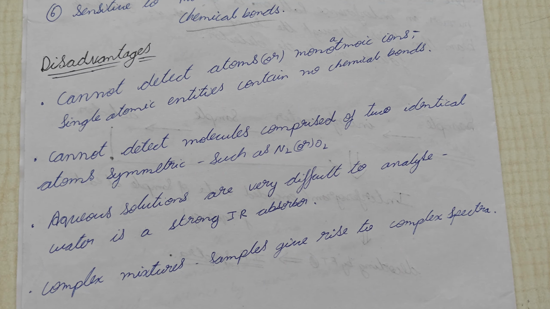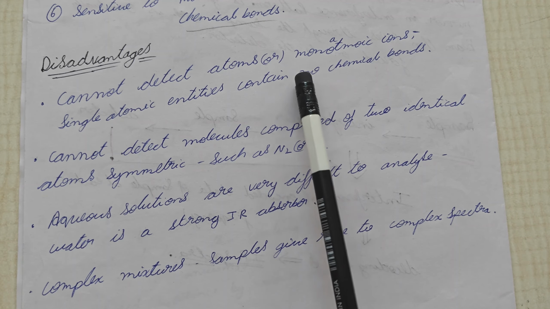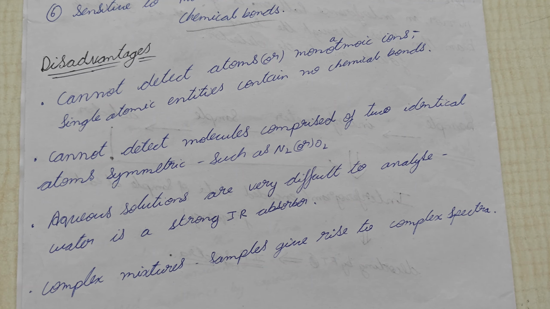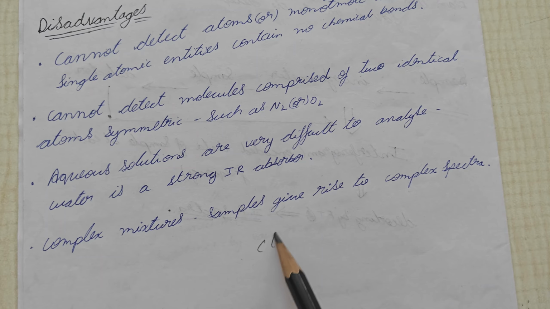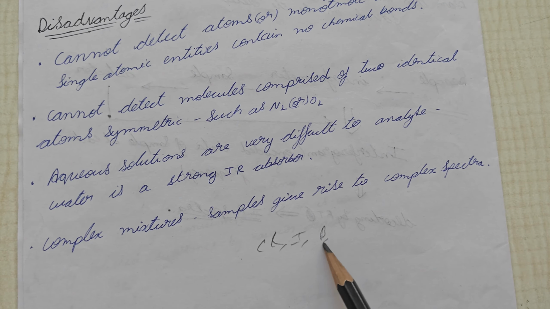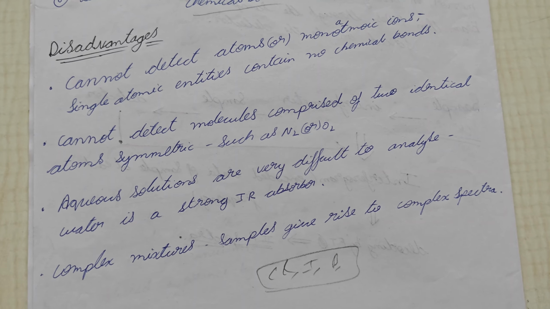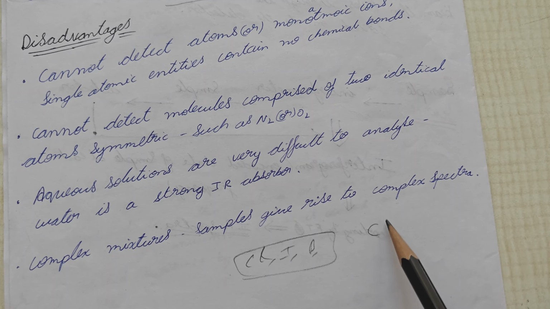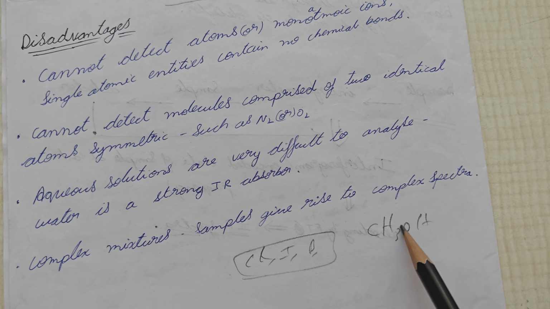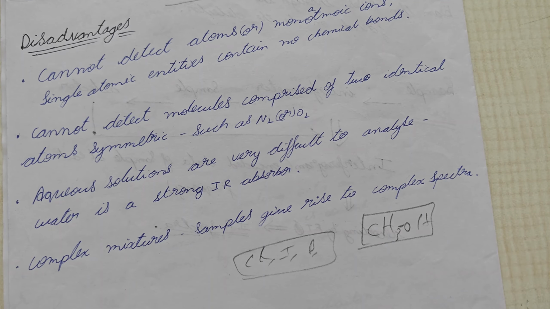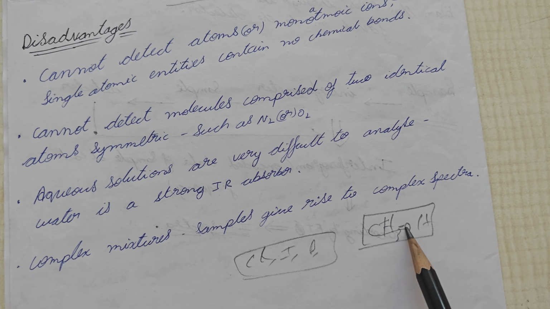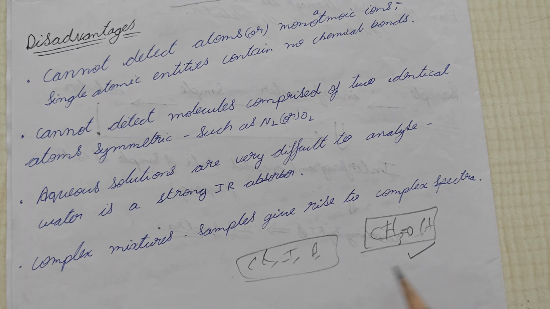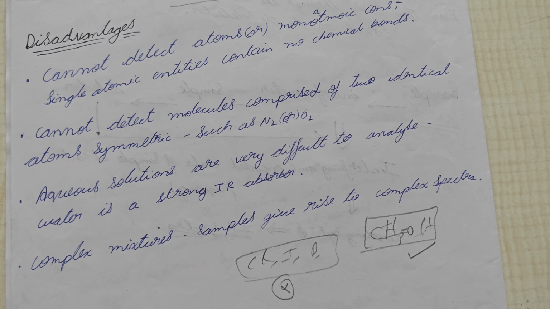Already we have discussed that similar atoms, monatomic and single atoms cannot be detected. For example, single atoms like chlorine, iodine, bromine cannot be detected. You should have chemical bonds, for example carbon-hydrogen, carbon-oxygen, and oxygen-hydrogen. In this way it can be detected, and otherwise it can't be detected. This is the main disadvantage.